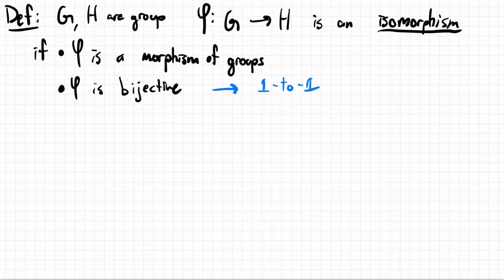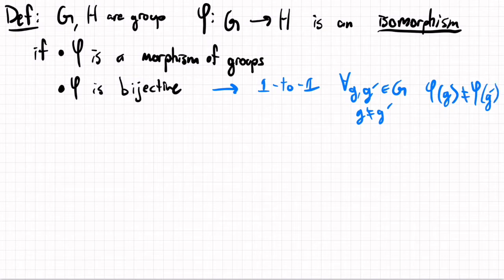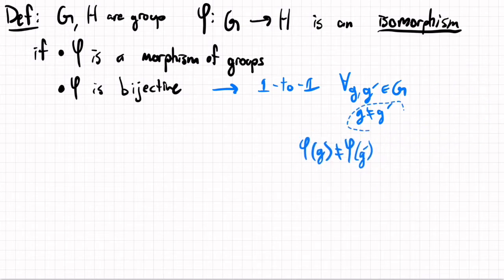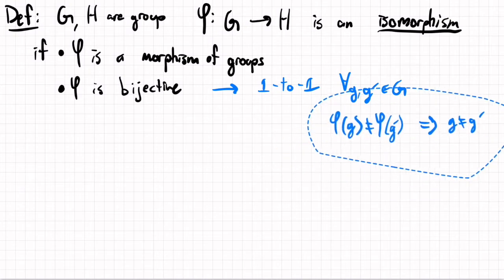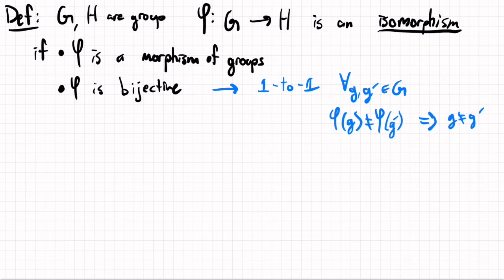So one-to-one means for every two elements G and G prime in G, if phi of G does not equal phi of G prime, so I should say it like this. I should say if phi of G does not equal phi of G prime, then G does not equal G prime. So that's what it means to be injective. It's what it means to be one-to-one, formally speaking, and then onto or surjective.